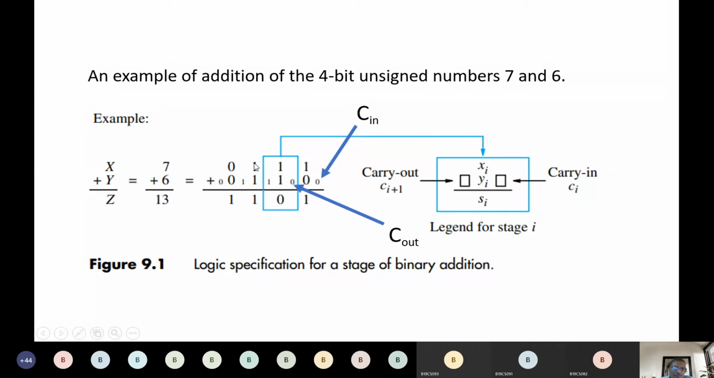Similarly, here also we'll add X, Y and the carry in, and we get 1 1. 1 here and 1 here. This becomes carry in for this one. Similarly, we add X, Y and carry in. So at any position we are adding X, Y and carry in. So based on these three, we will make a truth table. What are the various possibilities in the truth table? Okay.